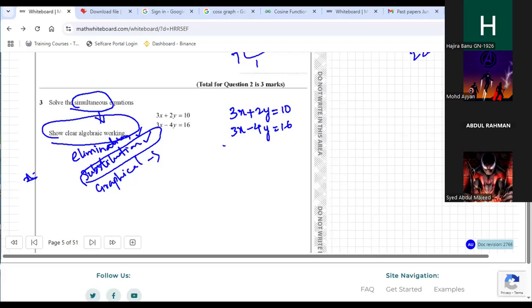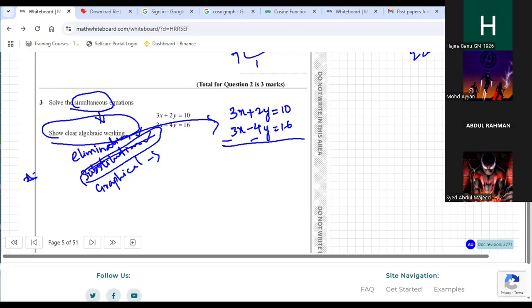Now the elimination method means eliminating one of the variables, and then we are using the elimination method. Eliminating means eliminating one of the variables, finding the other one, and then substituting it in any one of the equations. So here, because I have to eliminate and I'm not able to eliminate by adding the equations, I will subtract the equations.